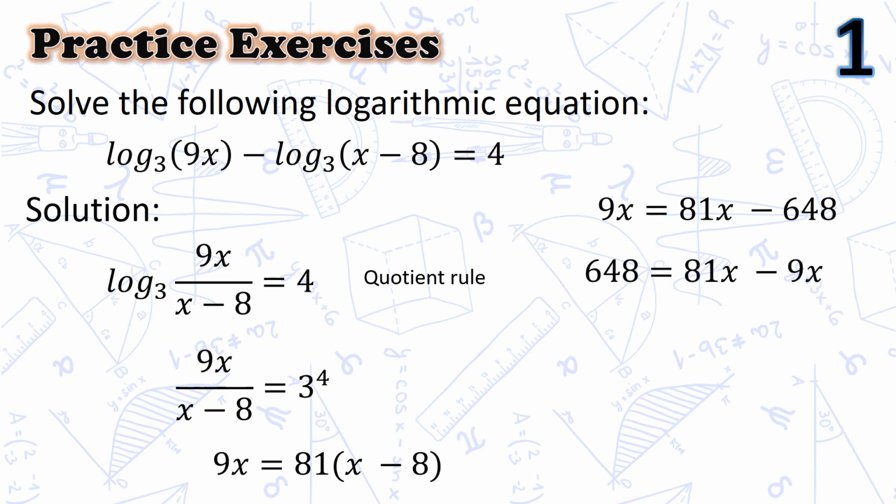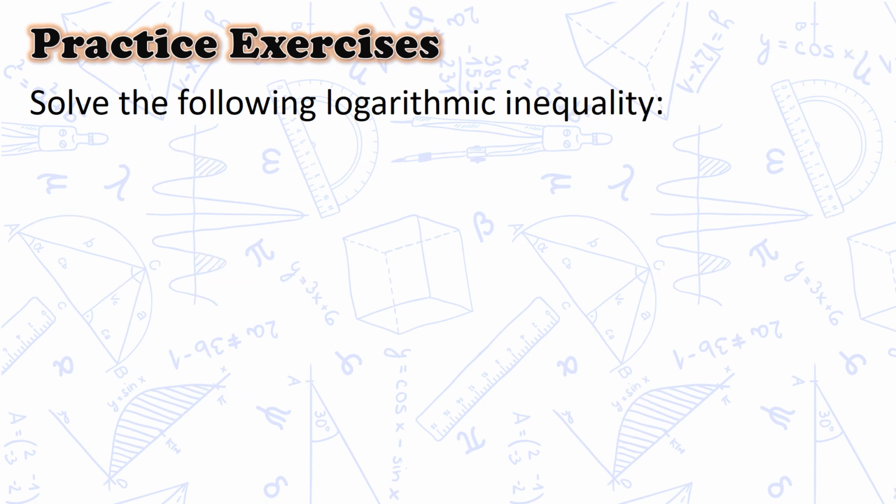Then we have 648 equals 81x minus 9x. 81x minus 9x is 72x, and then divide both sides by 72. We get 648 over 72 equals x, and then 648 can be divided by 72. x equals 9. Next, the logarithm of 3x minus 5 to the base 8 is less than 2.